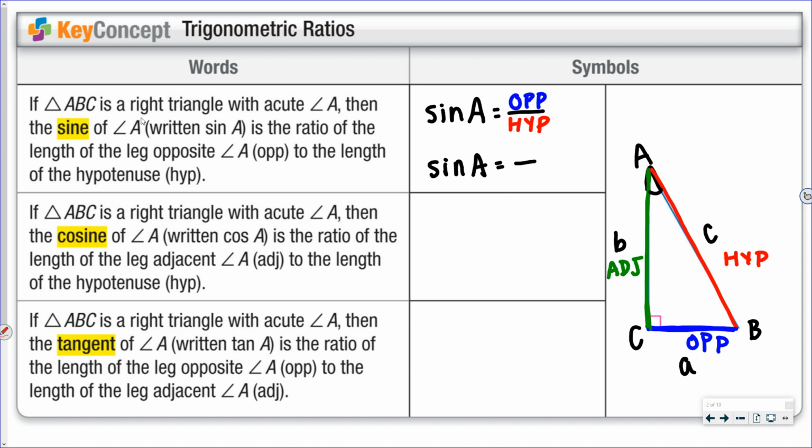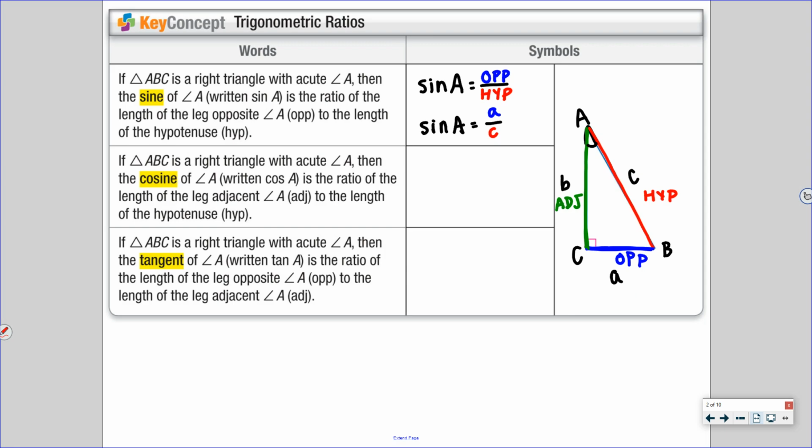If I were to look at the letters, the opposite side is side A, the hypotenuse is side C. That's how our sine is defined. The sine of an angle in a right triangle is a ratio of the opposite side to the hypotenuse. You guys heard us? SOHCAHTOA?